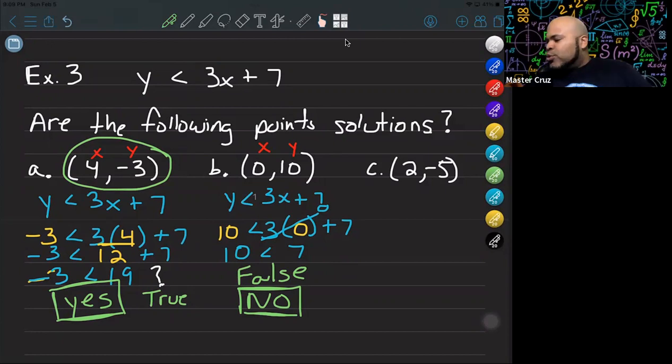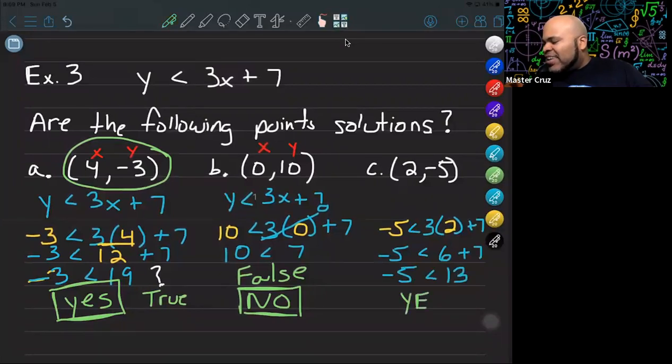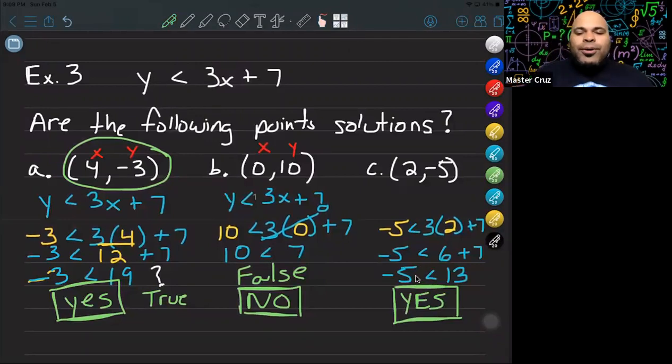The last one, we're going to do it real quick. Same idea. You start with -5 less than 3, open parentheses, plus 7. And you're going to plug in 2 for x. And then you simplify everywhere. You get -5 is less than 6 plus 7. So that says that a negative number is less than a positive number. I don't have to think too hard about that one, right? The answer is yes. You don't even have to finish this if they don't ask you to. You would just know, right? A negative number is always less than a positive number.